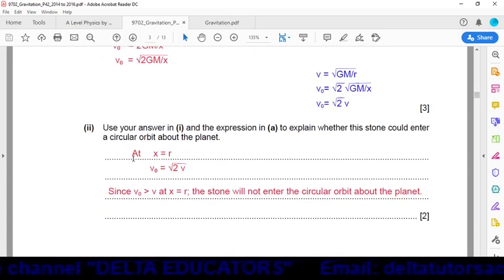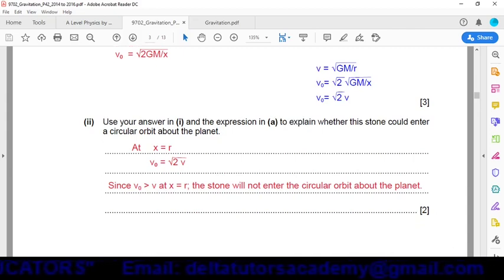Okay, what answer do you have to write? At x equal to r, v naught, the velocity of the second stone, is equal to under root 2 times the velocity of the first stone. Since the velocity of the second stone is more than the velocity of the first stone, meaning v naught is greater than v at x equal to r, the stone will not enter the circular orbit about the planet.